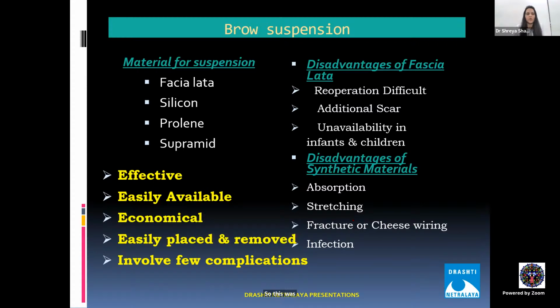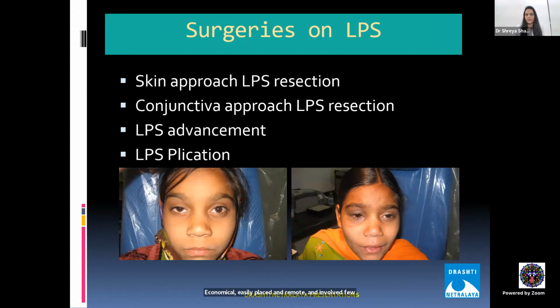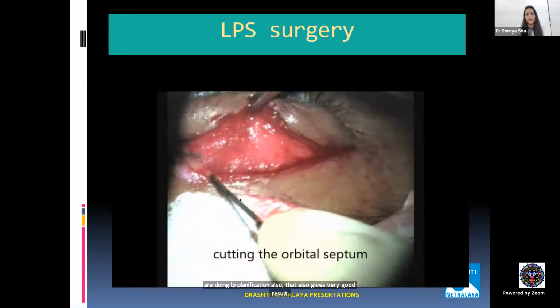Lot many materials are available: fascia lata, silicone, Prolene, Supramid. And you need to see what is effective, easily available, economical, easily placed and removed, and involves few complications. LPS surgery can be done through the skin approach, or the conjunctival approach; advancement can be done. Nowadays, we are doing LPS plication also. That also gives very good results. But for that, you need to do proper blunt dissection.